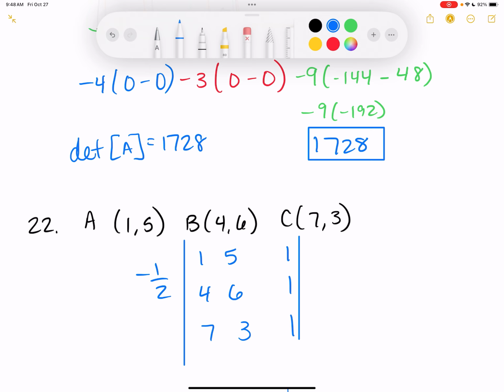So I will let you do these on your calculator. Type this matrix into your calculator. Then once you do that, you're going to take the determinant of that and then multiply it by negative 1/2. If your answer comes out to be negative, then it should have been multiplied by positive 1/2.